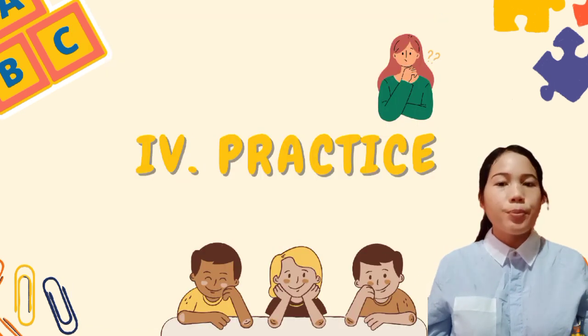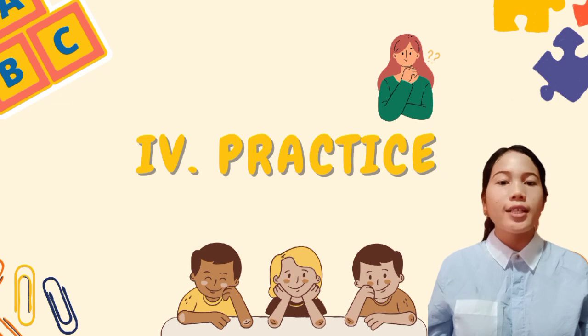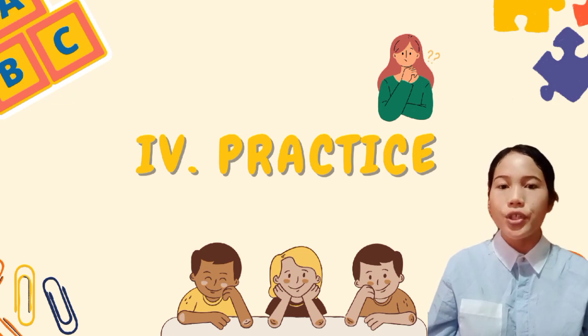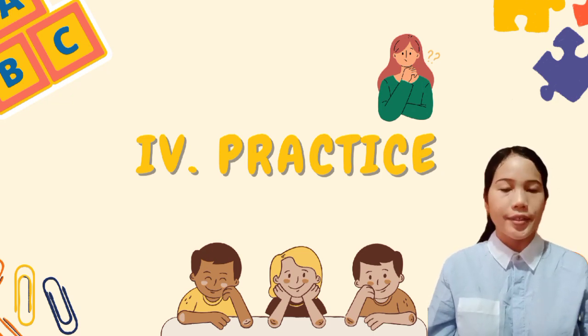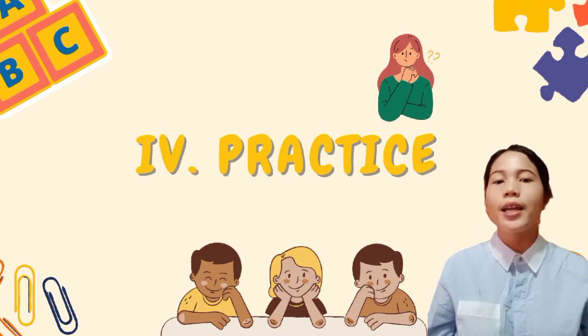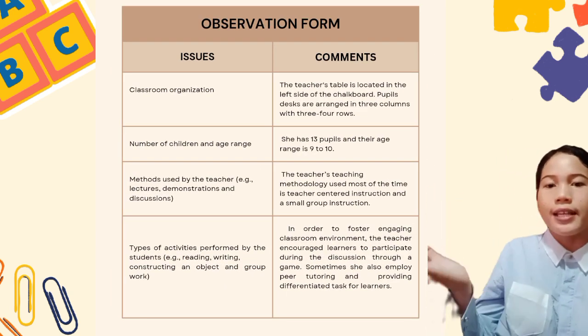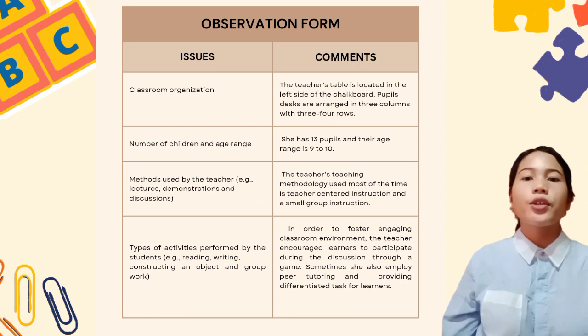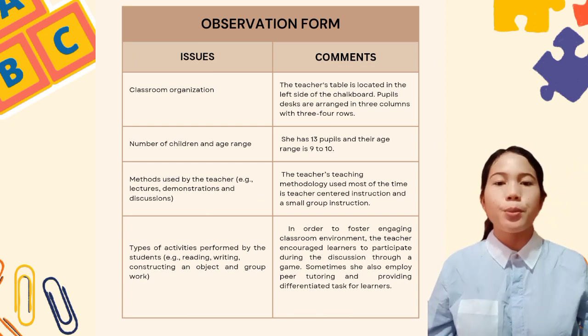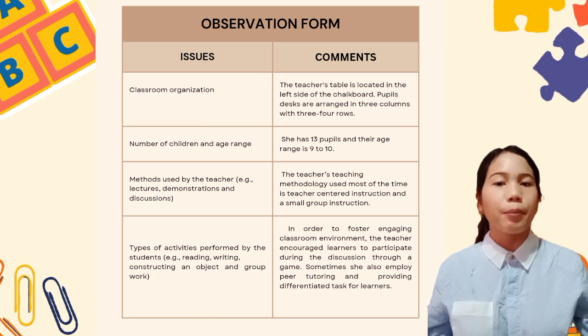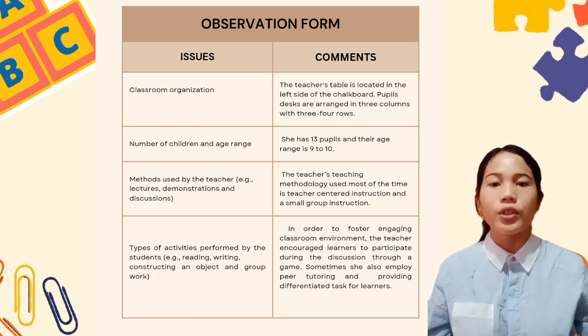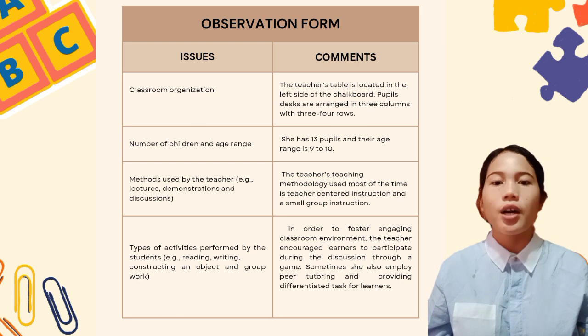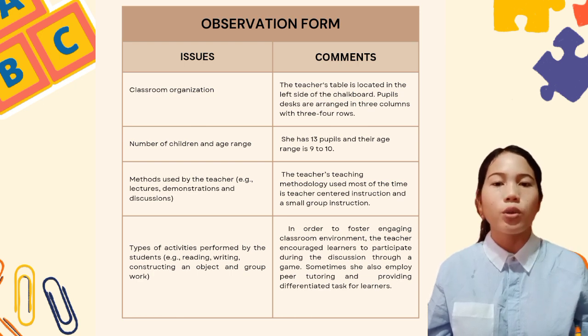And now let's move on to the second practice, which consists of classroom observation, reflection, and the unit test. The first one is the observation. So here is the observation form. The first issue is the classroom organization. As what I have observed, the teacher's table is located on the left side of the chalkboard. Pupils' desks are arranged in 3 columns with 3 to 4 rows.